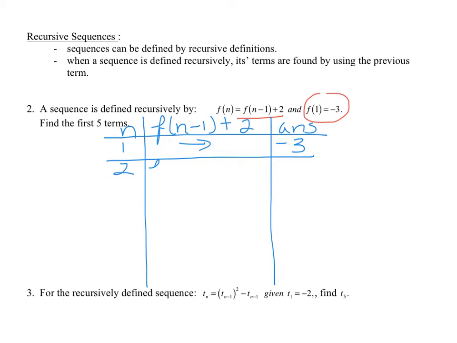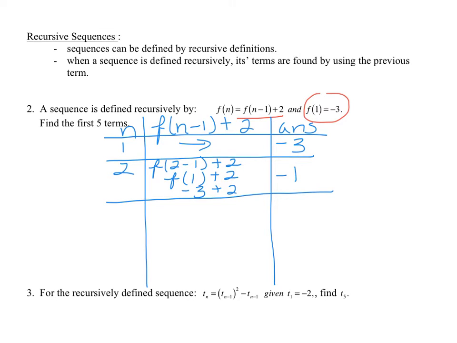Okay, so now I'm going to find the second term. So I have f sub 2 minus 1 plus 2. Well, f sub 2 minus 1 is f sub 1. And what is f sub 1? F sub 1, we already know, is negative 3 plus 2, so my answer is a negative 1. So I needed that first term in order to get the second term.